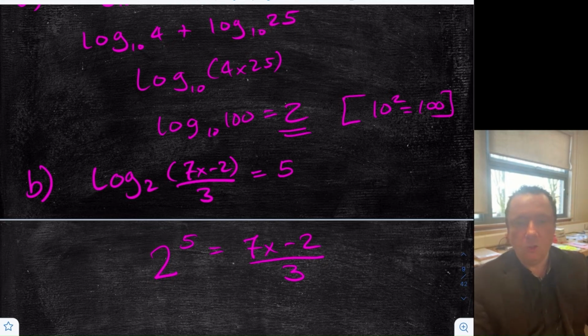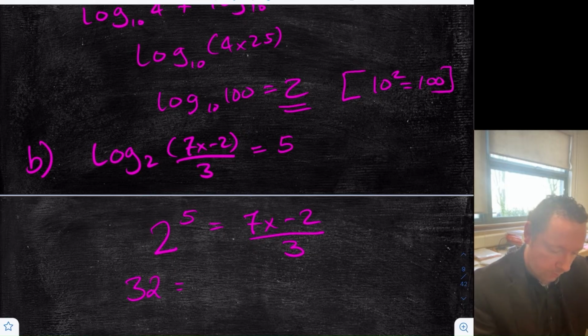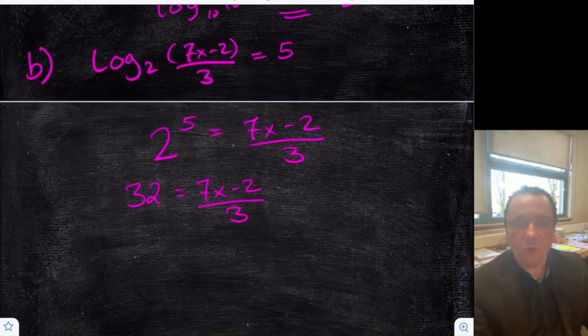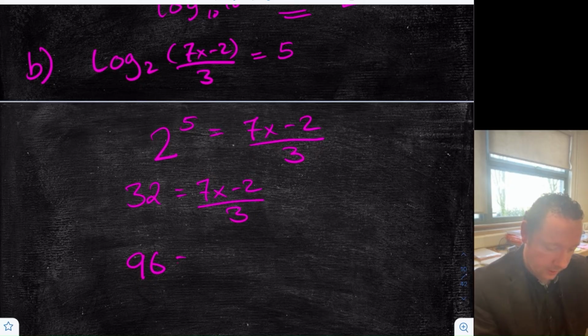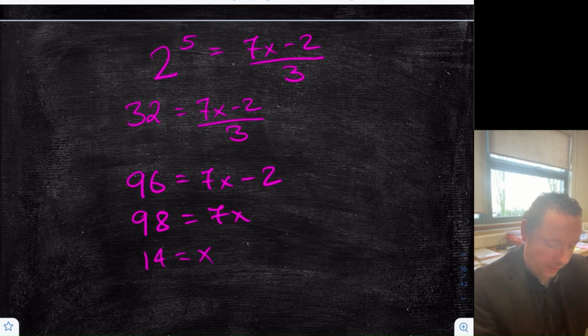So we need to work out 2 to the power of 5, or 2 2s is 4 times 2 is 8, times 2 is 16, times 2 is 32. So we get 32. So 32 equals 7x minus 2 over 3. So we can times 32 by 3. 32 times 3 is 96. So 96 is 7x minus 2. Add 2 to both sides, so 98 is equal to 7x. Dividing through by 7 then, you get 14 equals x, or nicer, x equals 14. And we're done there.